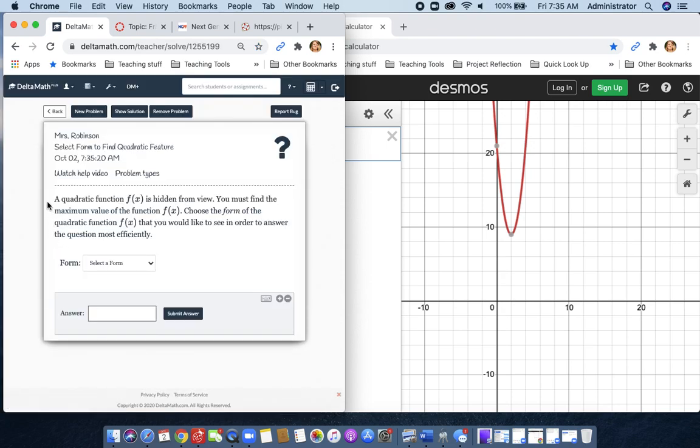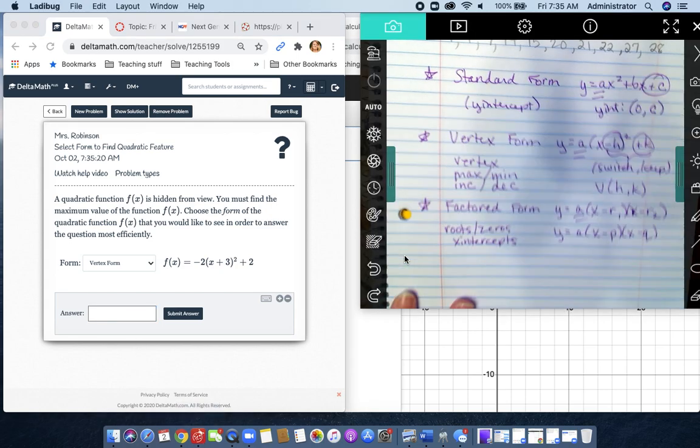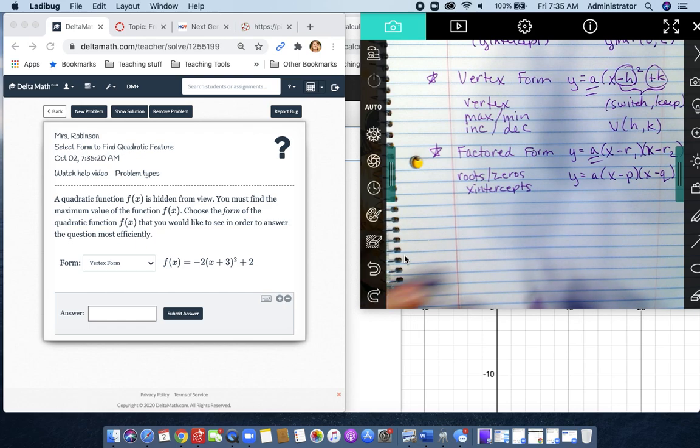So number 9 says a quadratic function is hidden from view. Really, you just need to go, okay, what is it I'm trying to find? You must find the max value. The max or minimum value come from what form? Look at your notes. They come from vertex form. So now I'm given an equation, a function here, and what is our max or min value? I want to say right here, instead of asking for the whole ordered pair, they're actually asking for the max or min value. So let me talk to you about that.